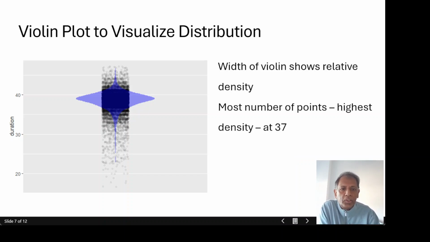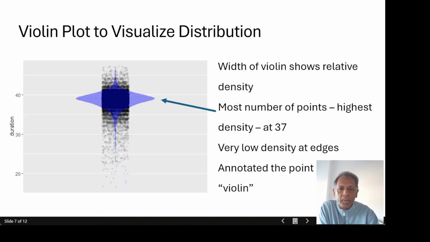In most number of points, highest density is at 37 and very low density at the edges. Okay, so what we have done here is we have done the point plot, which is this. This is the point plot, all the points, and we have added on top of it the violin plot to show the distribution. Okay, so we say here that we have annotated the point plot with a violin plot to visualize the distribution better. Okay, so those are the sparse areas of this plot.